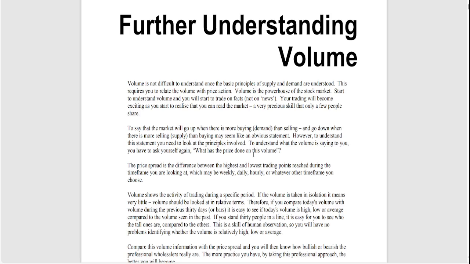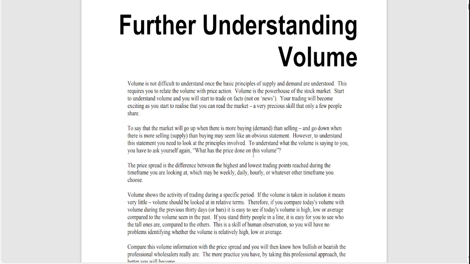You cannot read the volume in isolation. You have to read the volume, and you have to check the candle. Is the candle bearish or bullish? Look at the upper wick, how the candle is formed, the lower wick, the size of the candle, the spread of the candle, the range of the candle, and how volume is interrelating with that.